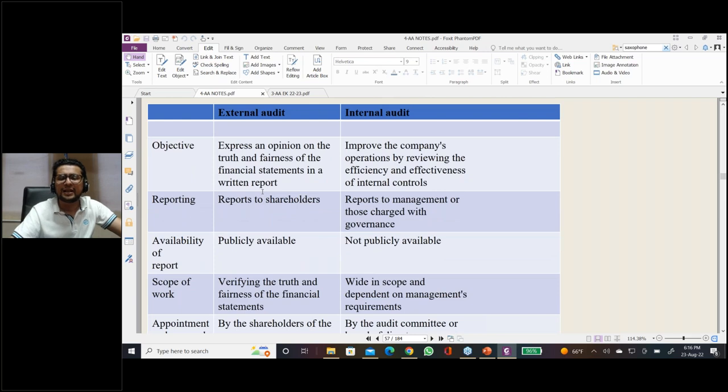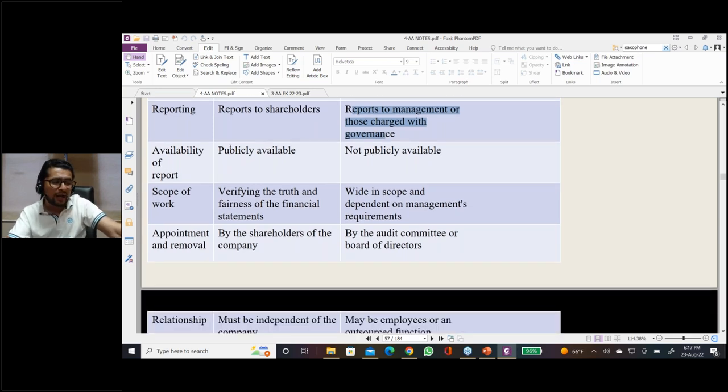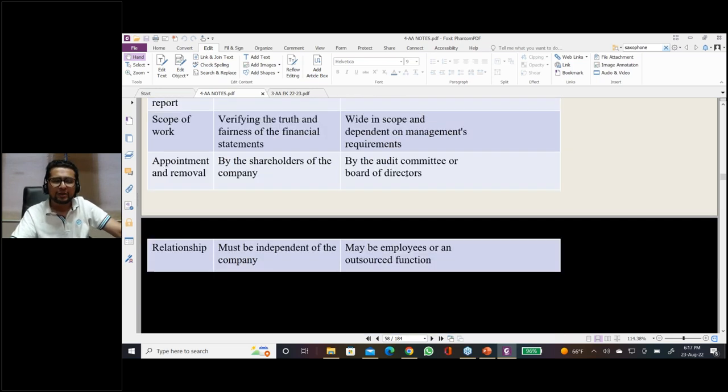What's the difference between external and internal audit? I think I've already mentioned that the external auditor is supposed to express an opinion on the financial statements, whereas the internal auditor is trying to evaluate, review and improve the company's internal control systems. External auditors will always report to the members of the company, whereas the internal audit department would ideally report to the audit committee. The reports of the external auditor are always publicly available. On the other hand, the reports of the internal auditors are never publicly available.